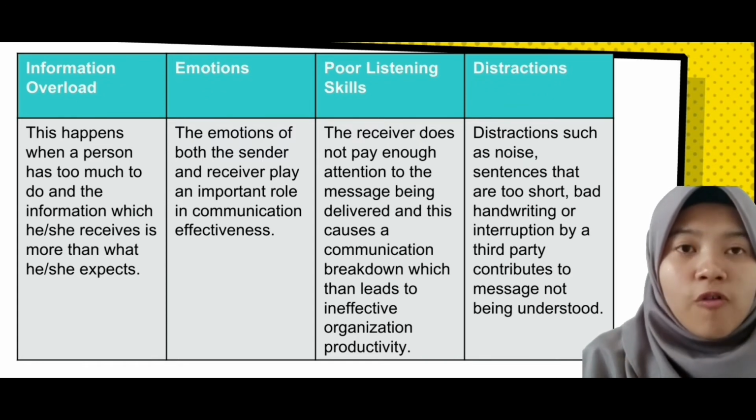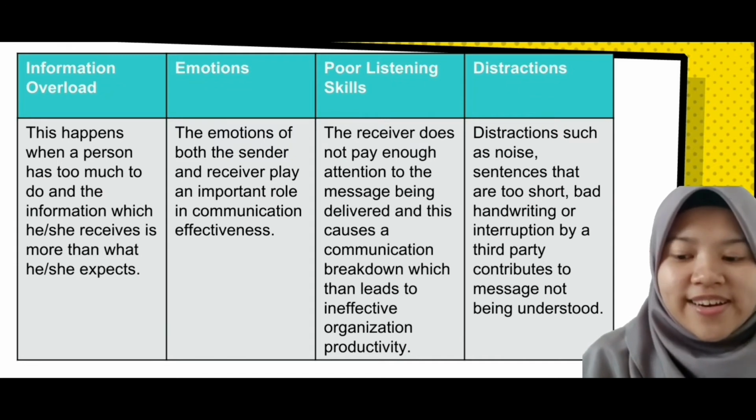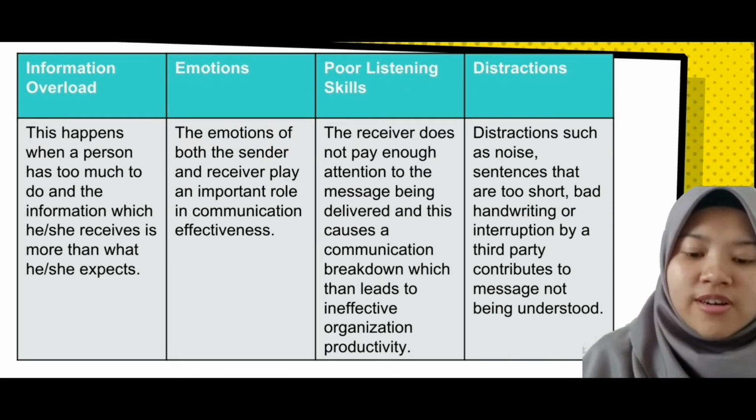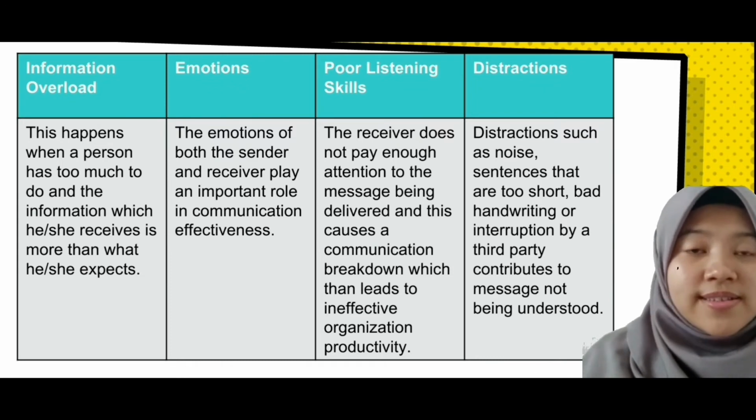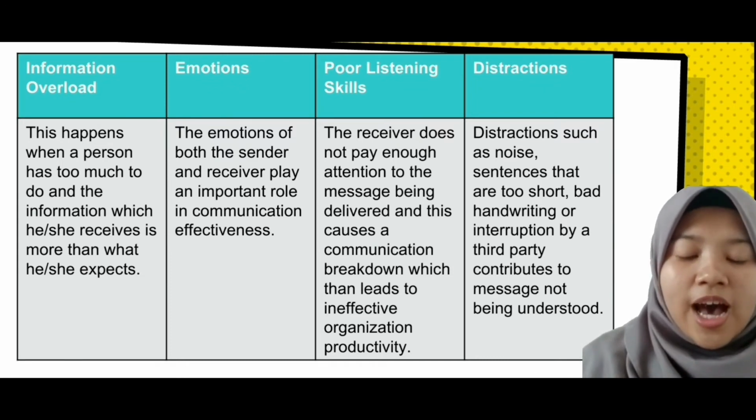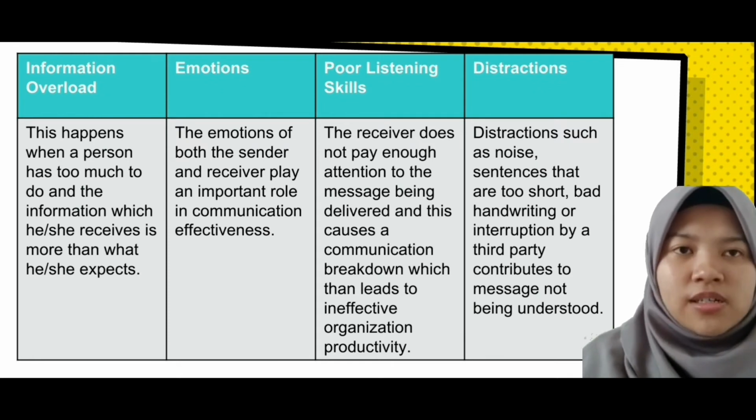In addition, emotions. The emotions of both the information sender and receiver play an important role in communication effectiveness. Common emotional barriers are fear, insecurities, mistrust, and disappointment. After that, poor listening skills.